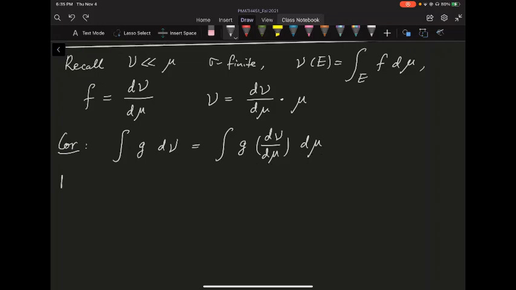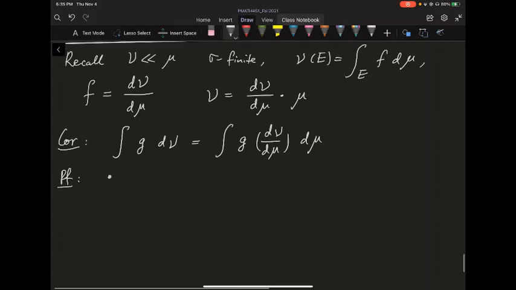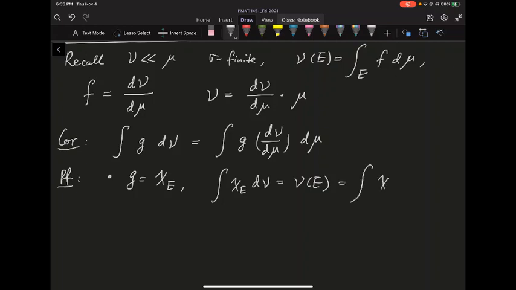The proof is fairly simple, so you have probably already seen it on your assignment. To show these integrals are the same for all measurable functions g, you start by assuming g is equal to some characteristic function. Then the integral of the characteristic function on one side is just nu of this set V. We already know this is just the integral of chi of V times the Radon-Nikodym derivative, and so basically this is the function g.